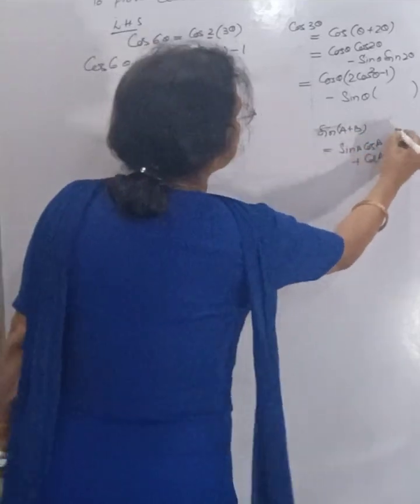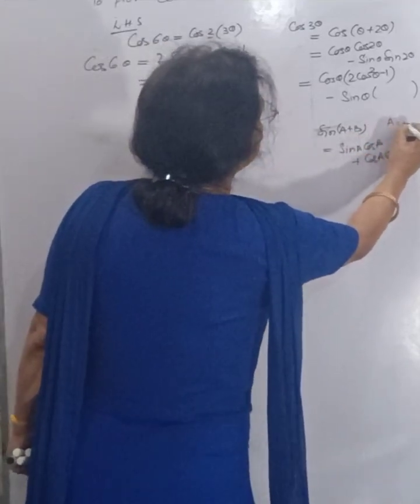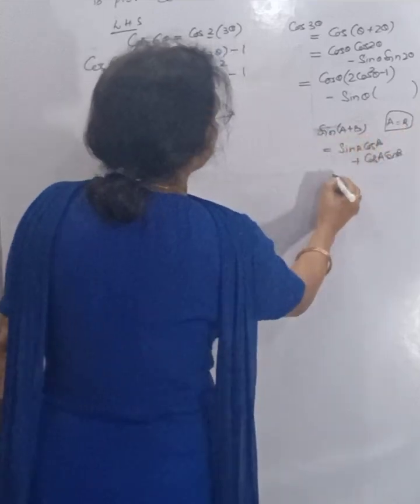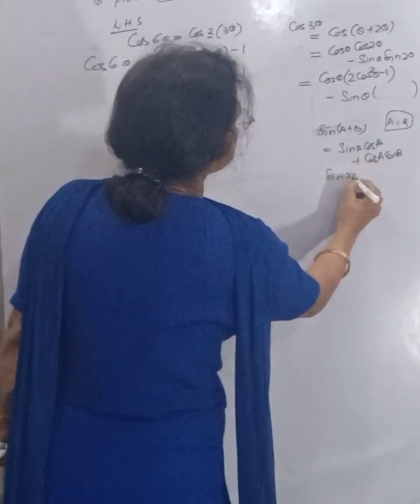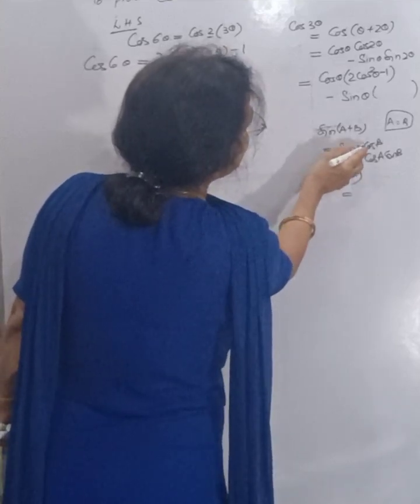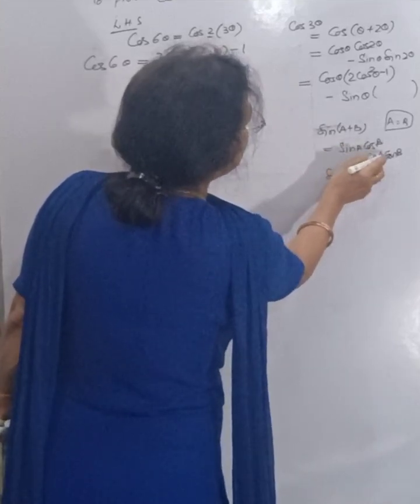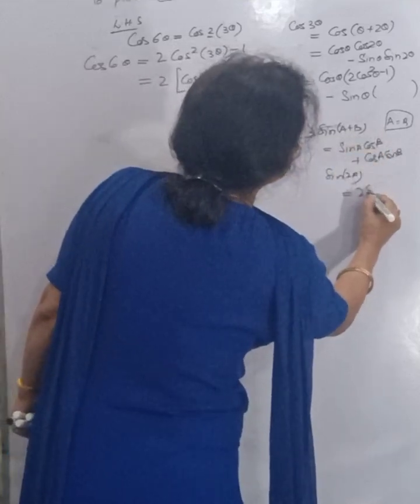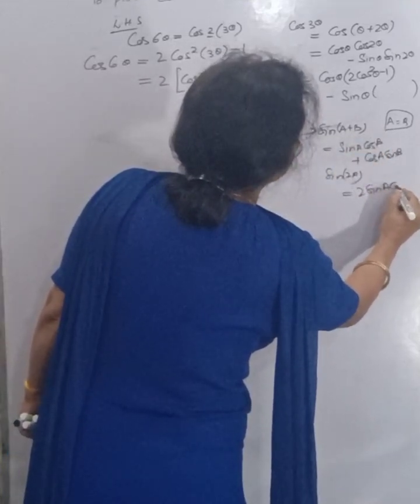Now, if A is equal to B, then this will become sin of 2A, which is equal to sin A into cos A plus cos A into sin A. It means 2 times sin of A into cos of A.